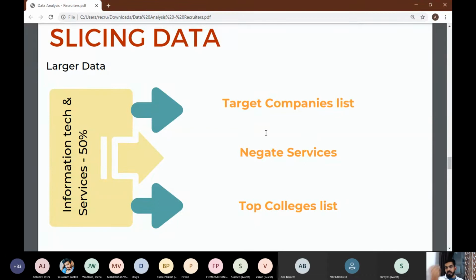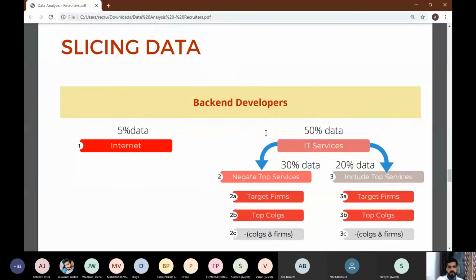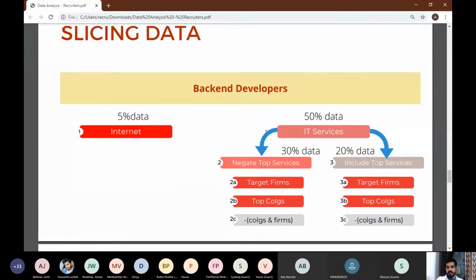How do I break it? You can break it down in these manners: by target companies, or by negating services, or by top colleges list and all that. Out of all this, what model have I picked? I have picked the model of negating services, which I'll tell you why. So this is how I'm slicing the data set.